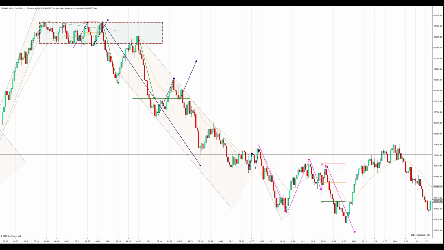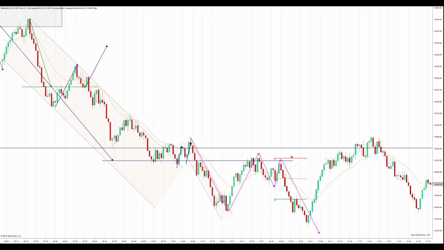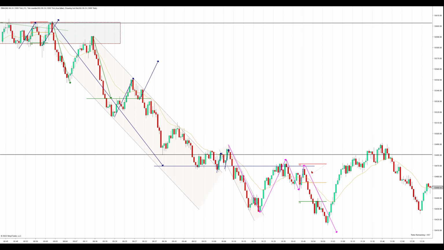Clear failed second entry, pushing below the EMA, closing below, expecting that second leg down, and I really like this trade right here a whole lot. So if you got in on that, you're really on the right track. This is a great looking trade right here. We push on lower here.